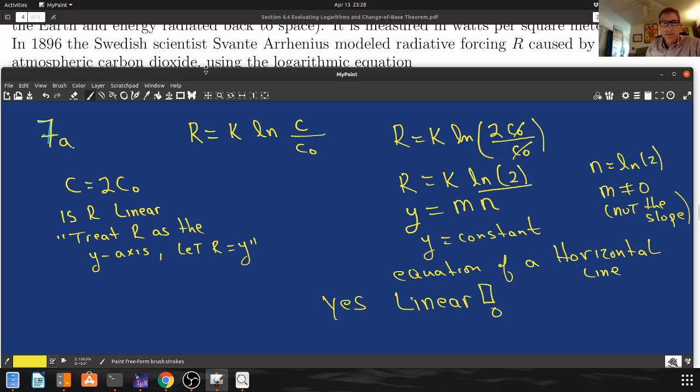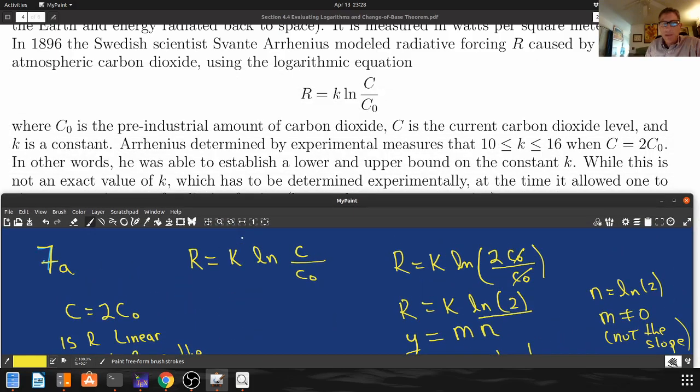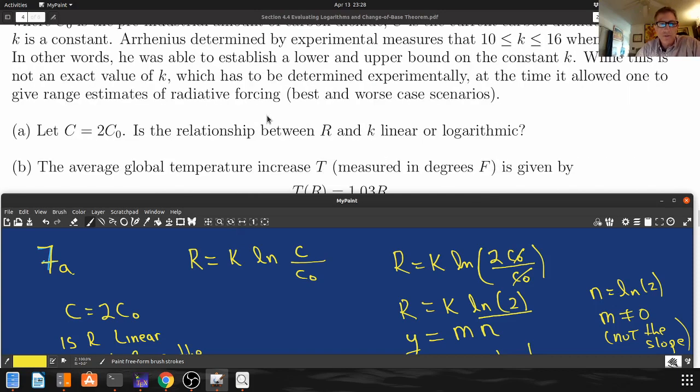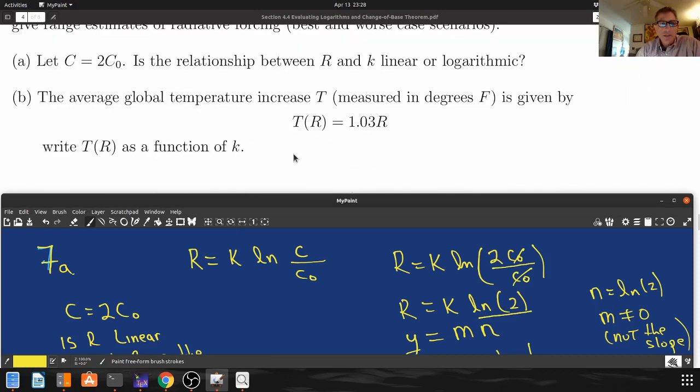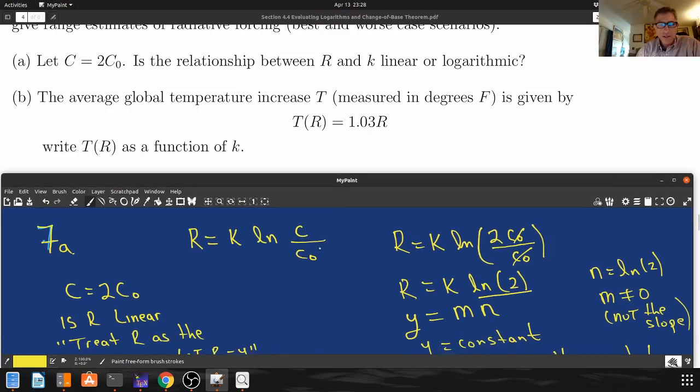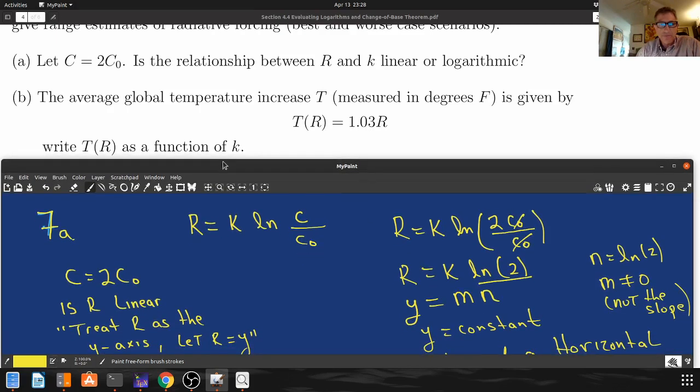So let's look at the second one. The second question posed is: the average global temperature increase, measured in degrees Fahrenheit, is given by the function T of R, so R is our input variable, equal to 1.03 times R. Right, T of R is the function of K. So let's do that. And right here is the main stuff.